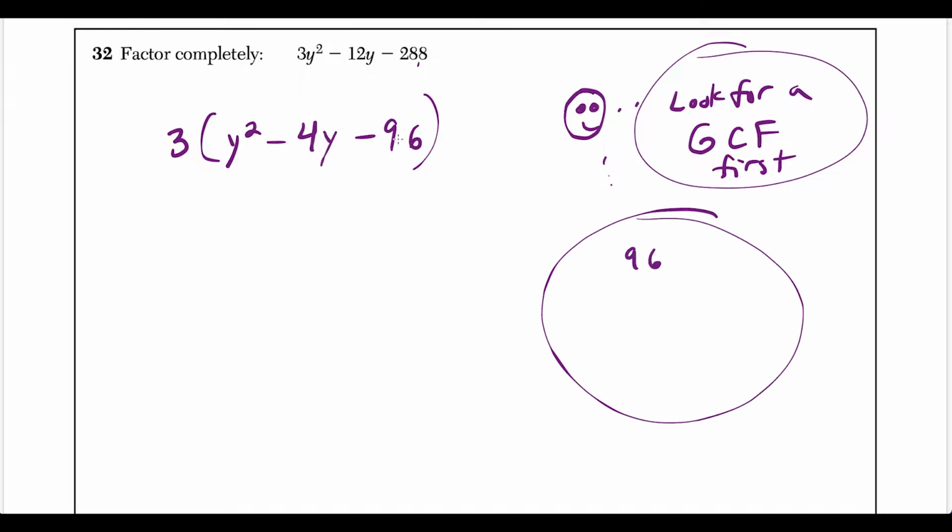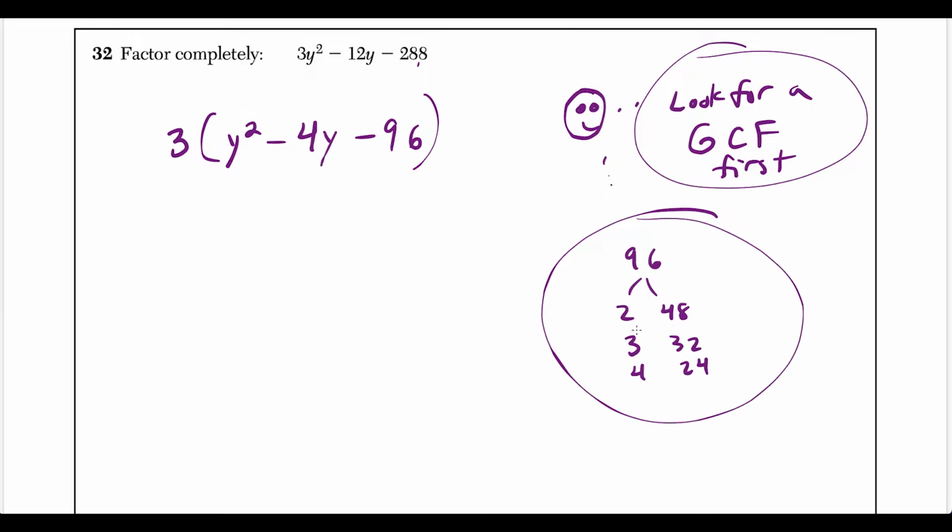And I know it's negative 96, but we'll do that plus minus stuff in our heads. And we could break this down a few different ways. So this would be 2 times 48. We could also say this is divisible by 3, and this would be 3 times 32. And then if we try 4 next, 4 would go in 24 times.